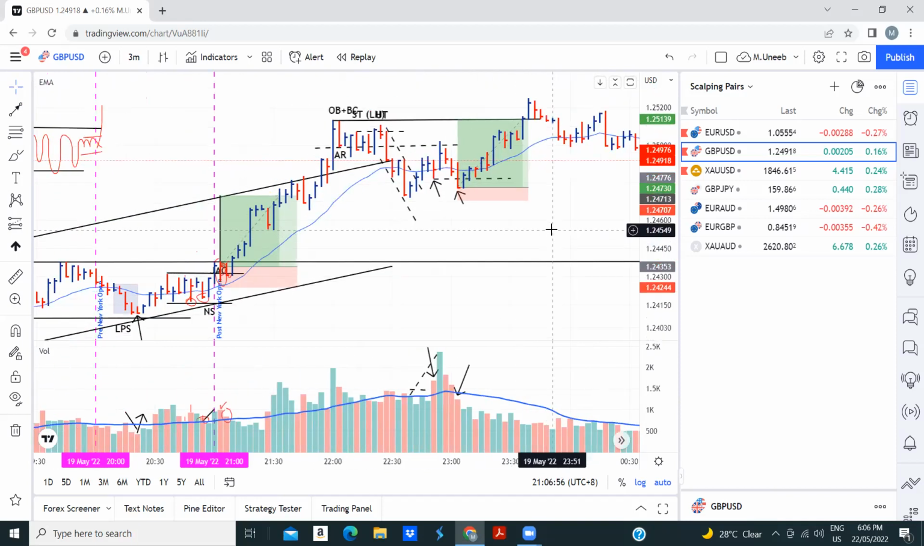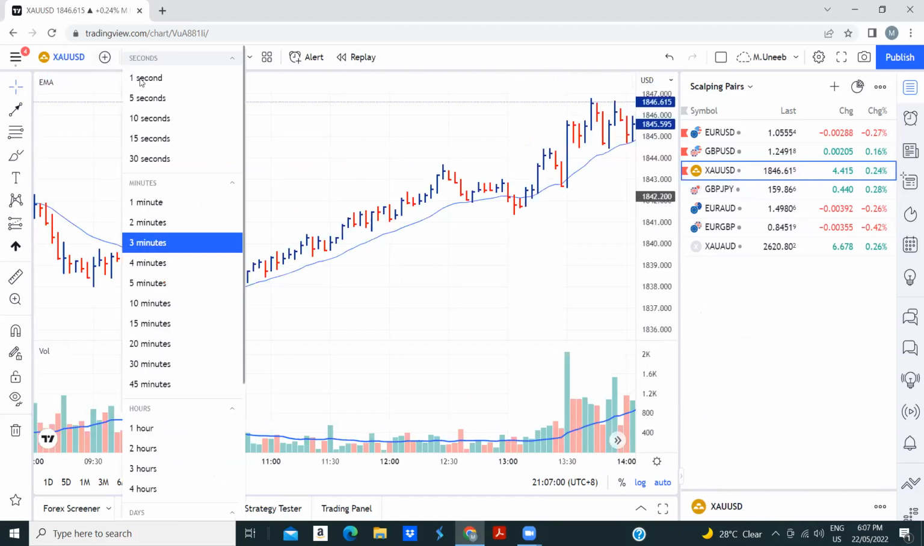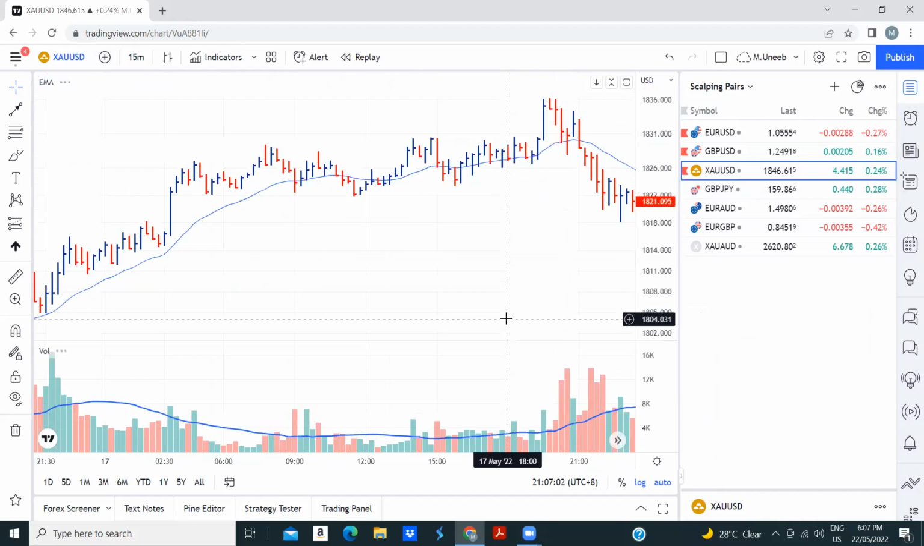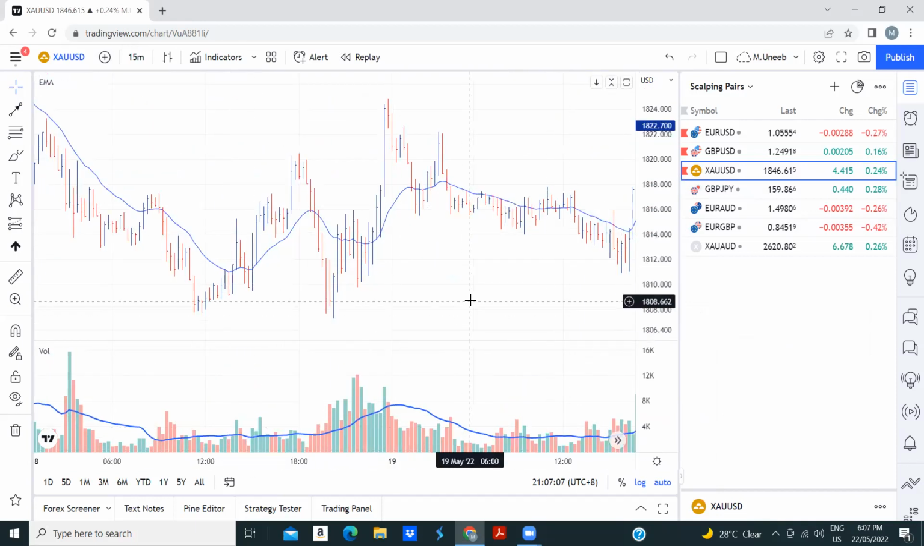So let's go for another one here, EUR/USD, 15-minute time frame. London session is much easier to trade than New York session, because in New York session you have to take care of more things, right?